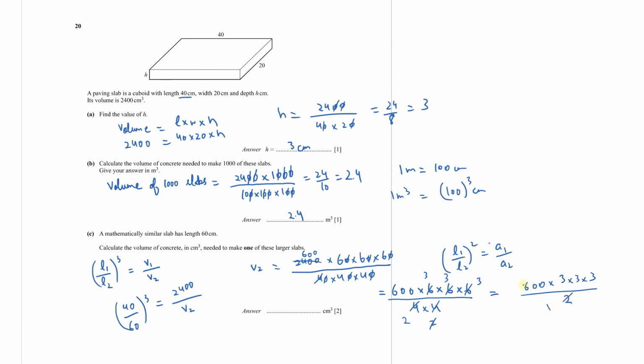And then I can cancel this 2 with this. This will be 300. So I will get 300 into 3 into 3 into 3. So I can simply add these two zeros in the multiplication result, and then 3 times 3 times 3 times 3. This is basically 3 to the power 4. So 3 times 3 is 9, 9 times 3 is 27, and 27 times 3 is 81. So 8100 centimeter cube will be the volume of the larger slab, which is mathematically similar to this given smaller slab here.